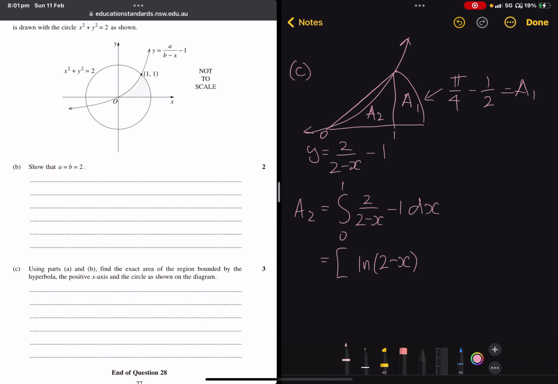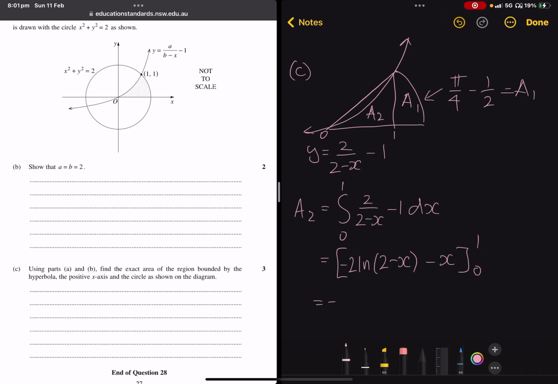However, in order to differentiate this and have a minus 2 up the top, this needs to be minus 2 already. Because when you differentiate the natural logarithm, you'll get 1 over 2 minus x multiplied by the derivative of the inside brackets. That'll be minus 1. So that would give you 2 on 2 minus x. And then 1 becomes minus x. This is evaluated from 0 to 1.